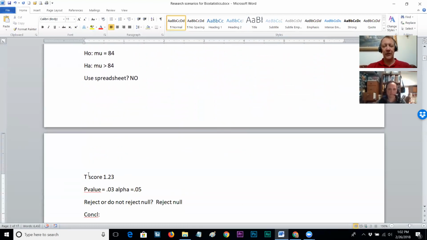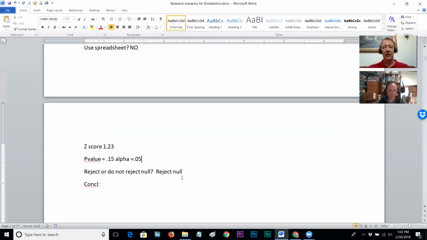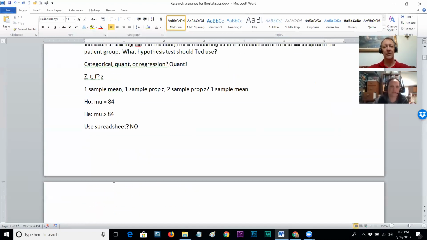Now, let's say we get a z-score equal to, I don't know, 0.123. This time I get a p-value of 0.15. We'll assume my alpha is the same. Reject or do not reject the null? Do not reject the null. Very good. And so therefore your conclusion is?